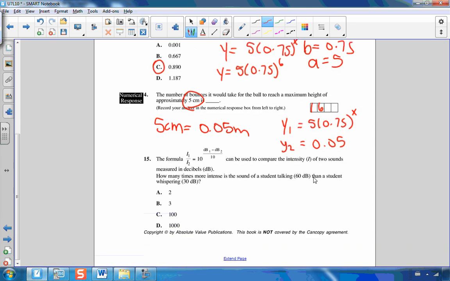Okay, the formula, goodness gracious, look at that formula. It's used to compare the intensity of 2 sounds measured in decibels. How many times more intense is a student talking at 60 decibels compared to 30? I am not going to use that formula. Let's use our little shortcut.